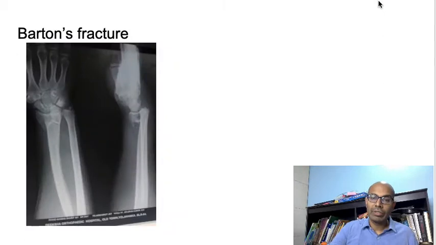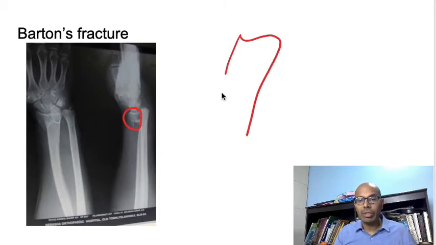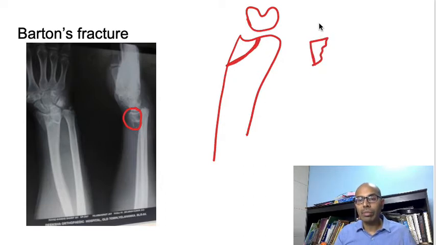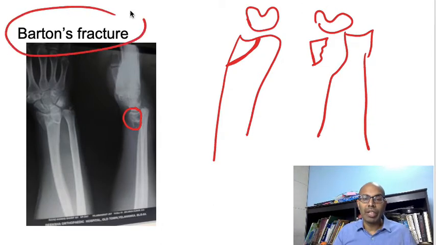What is a Barton's fracture? Barton's fracture is where there is an intra-articular fracture of the distal radius with subluxation of the carpus. So this is how it happens. This is a lateral view of the radius. So you have the carpus here. You have an intra-articular fracture of the distal radius, and this slips out along with the carpus like this, and this is called the Barton fracture.